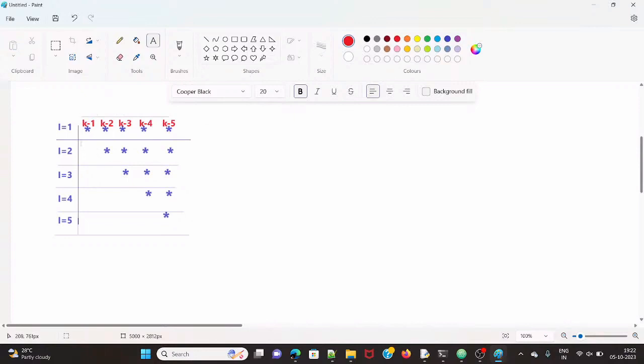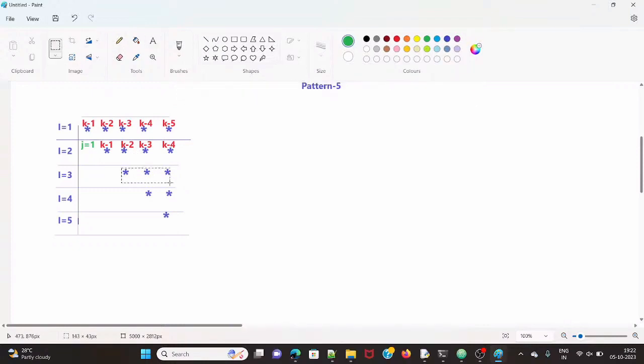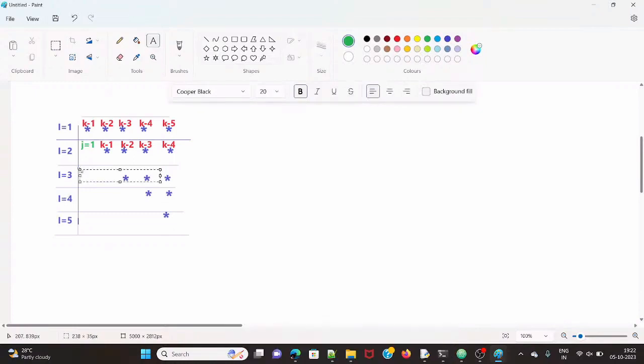Then the second time, space comes, right? Space means J equal to 1, guys, first space. Then K1, then K2, K3, and then K4, guys. J is 1, right? For that J, I am taking a separate color. Next one, all of you. In the next one, J1, then J2 also space, guys. Then K1, K2, and K3, this is the K3, right?